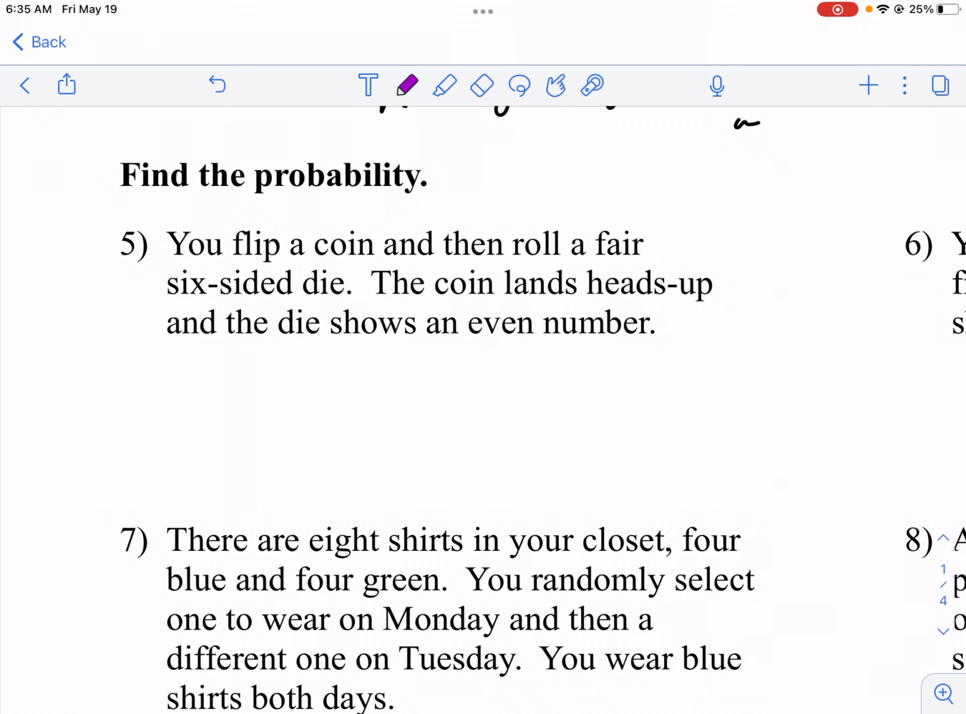The coin lands heads up, and the die shows an even number. Okay, so we need to think about the possible outcomes here. We have 2 possible outcomes with a coin. It's either heads or tails. So there's 2 possible outcomes, and the outcome that we desired is 1, heads up. Now we have a 6-sided die.